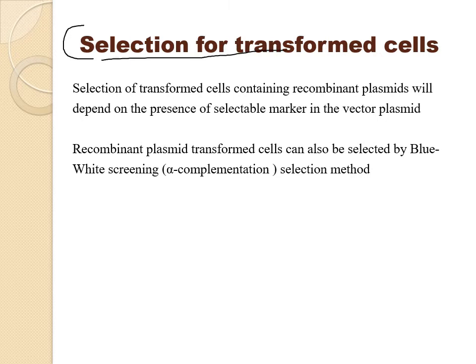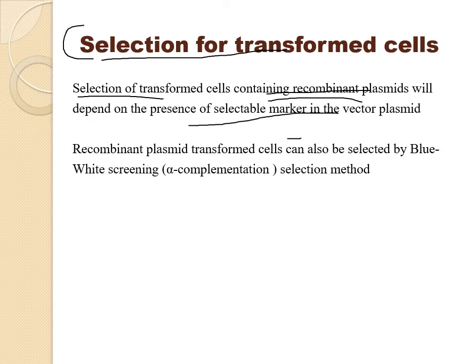It says selection of transformed cells containing recombinant plasmids. So what is a recombinant plasmid? A recombinant plasmid is a plasmid which contains a vector as well as a foreign DNA with it inside the bacterium, as I've already mentioned in my first video, so you can take a reference by watching it. Which bacteria contain the recombinant plasmid will depend on the presence of a selectable marker.